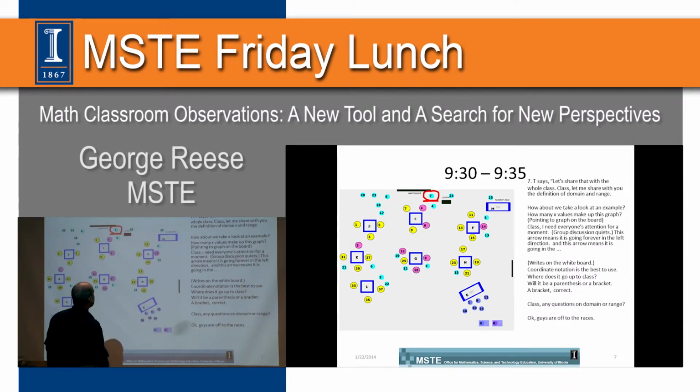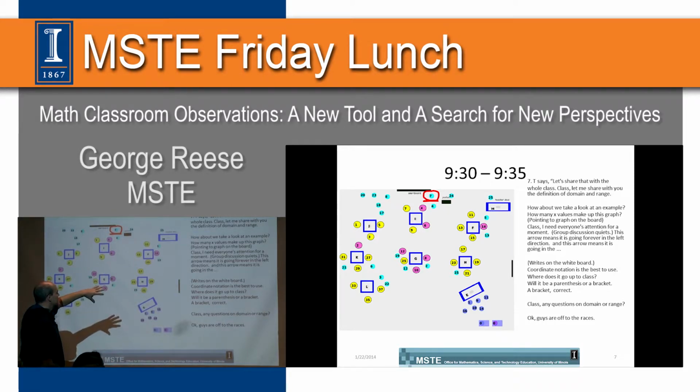And then the next 5 minutes, T notices something and says, let's share something with the whole class. Let me share with you the definition of domain and range. How about we take a look at an example? How many x values make up this graph? And he's pointing, so he's gone up to the smartboard, he's pointing to something on the smartboard.